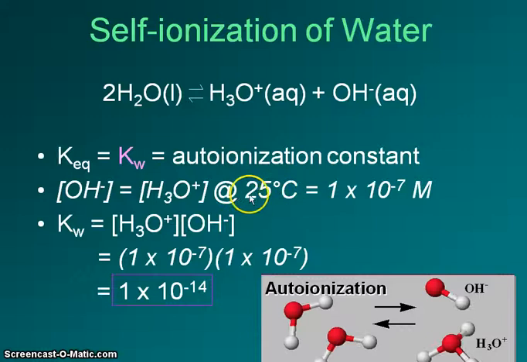Now, at standard temperature, hydroxide and hydronium are going to be equal concentrations. They're at 1 times 10 to the negative 7th molar. So if we plug that into our equilibrium expression, Kw is equal to the concentration of our aqueous products multiplied by each other, and you plug those values in, you'll always get Kw as 1 times 10 to the negative 14th. So this is a constant value. You will always have Kw. It will be 1 times 10 to the negative 14th.